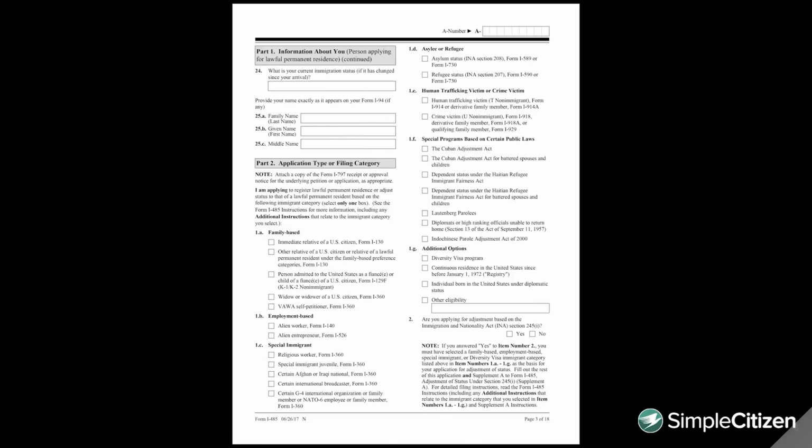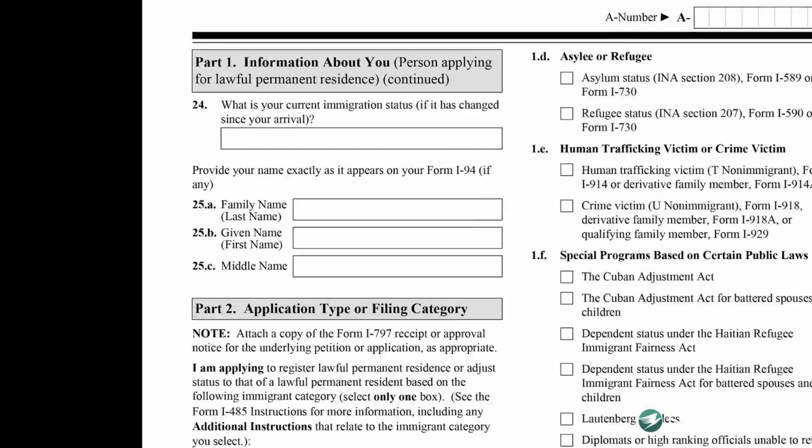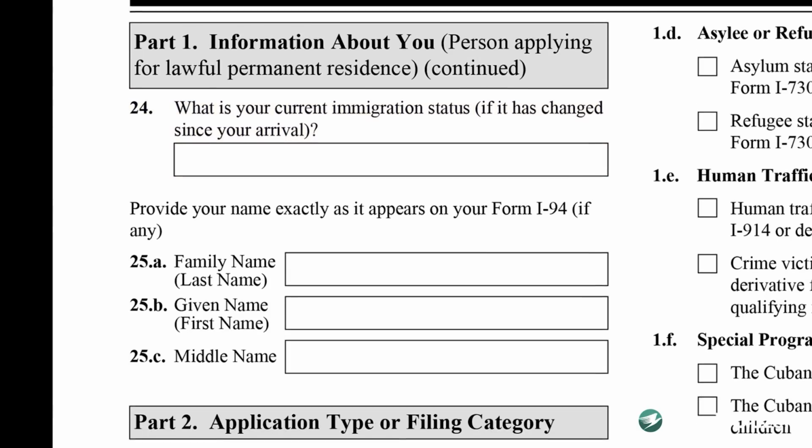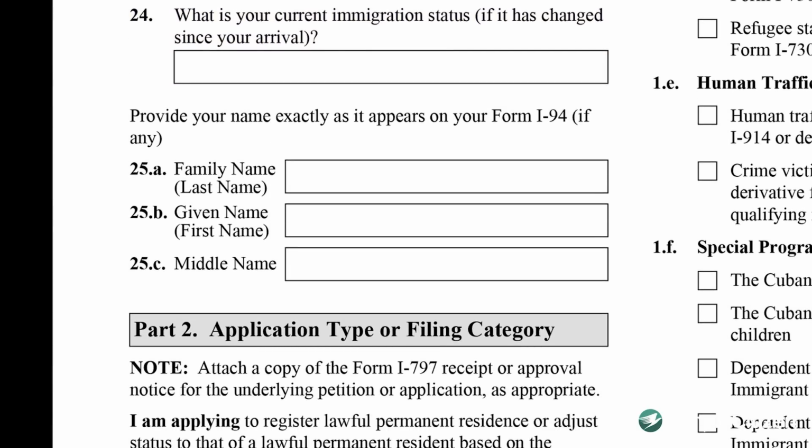Next page, 24. If your immigration status has changed since you arrived to the U.S., this is where you'll include your most current immigration status. 25A through 25C. This is where you'll put your name exactly as it appears on your I-94.